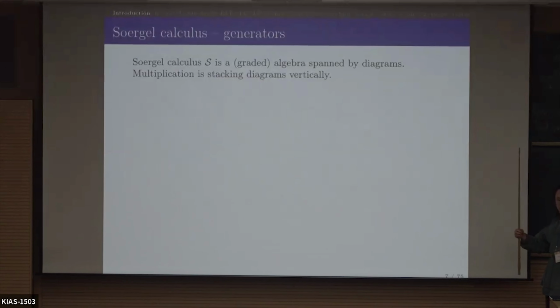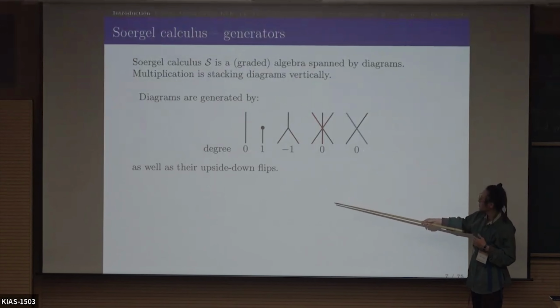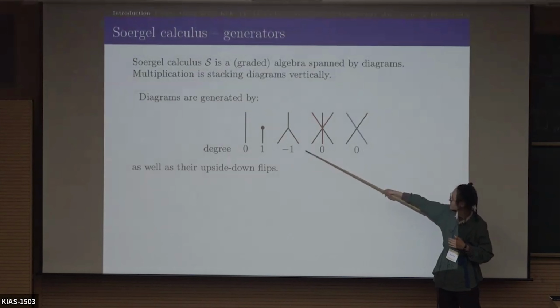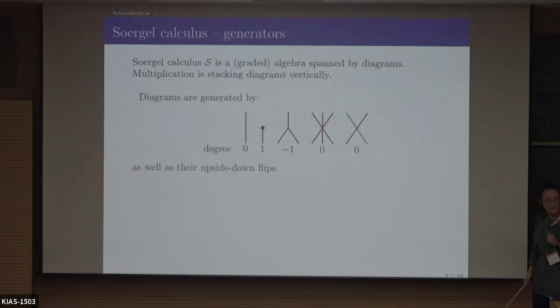Multiplication in this algebra is just you stack diagrams vertically on top of each other, putting pictures together. And what do these pictures look like? These pictures locally look like things like this. They have degrees given down here, as well as these upside down flips of these diagrams.